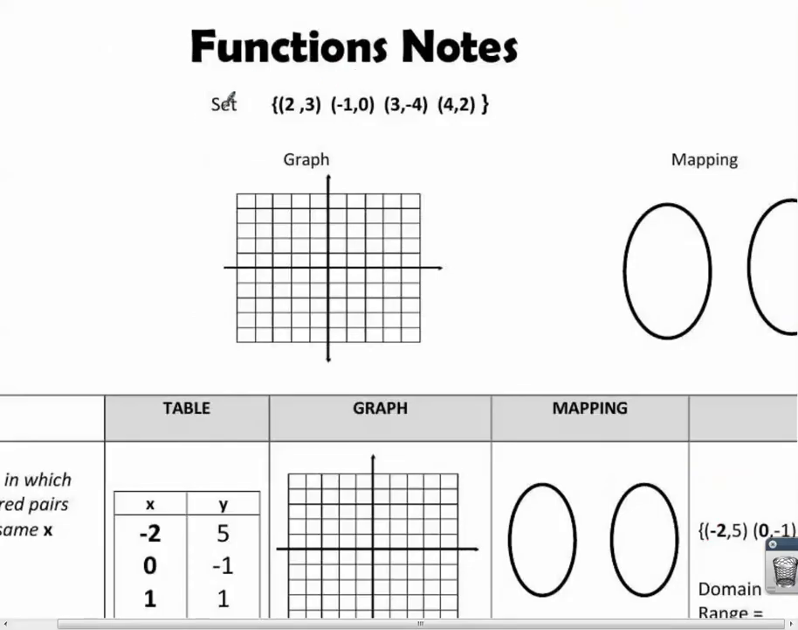Using the given set, (2, 3), (-1, 0), (3, -4), (4, -2), we're going to put it in a table format. We're going to graph it, and we're also going to do what's called mapping. We're going to use each of these to show different ways to represent a function, or a set, sorry.